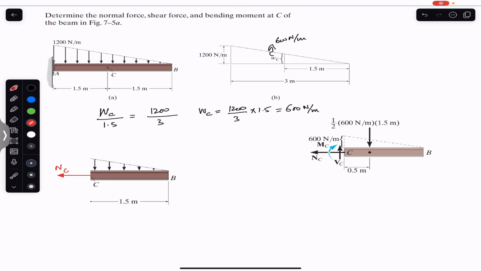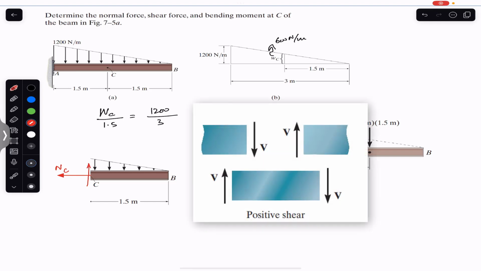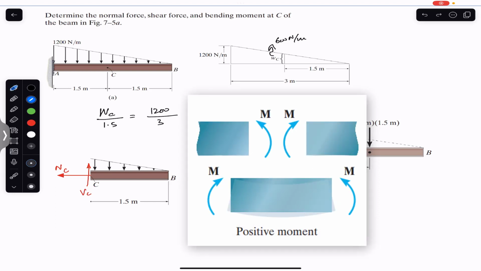The shear force is going to act in the upward direction, since in the previous video I discussed that the positive convention towards the left of the section is the upward direction for the shear force. So this is VC. And the bending moment at C is going to act in the clockwise direction. This is our positive convention on the left hand side of the segment. So this is MC.